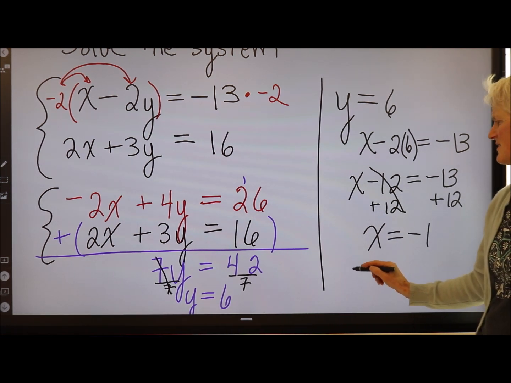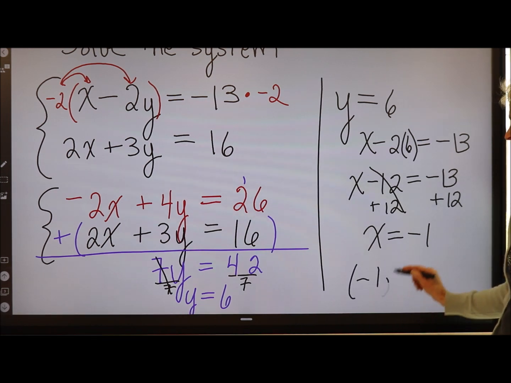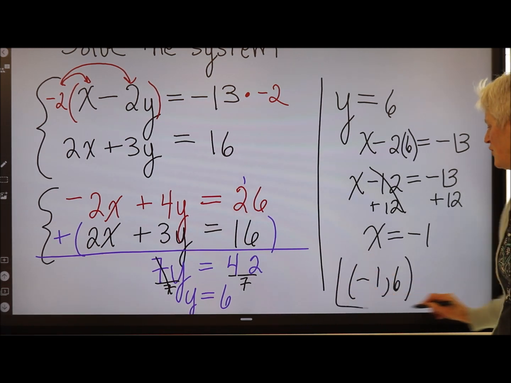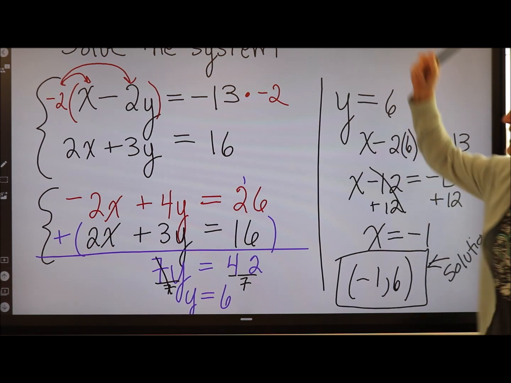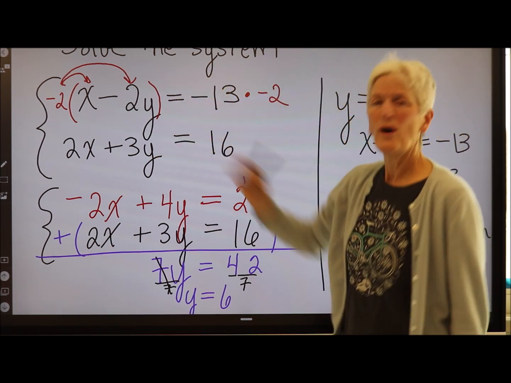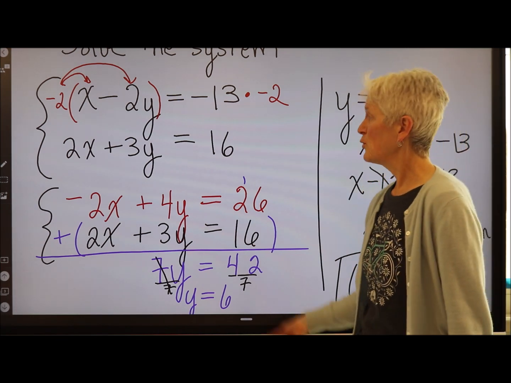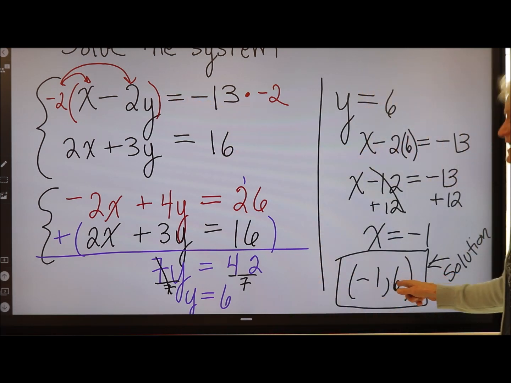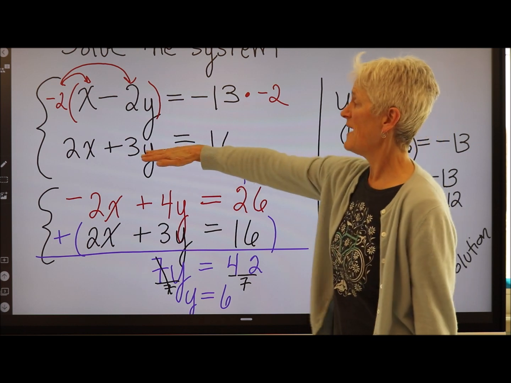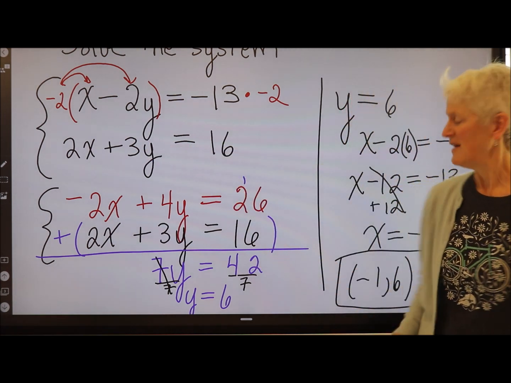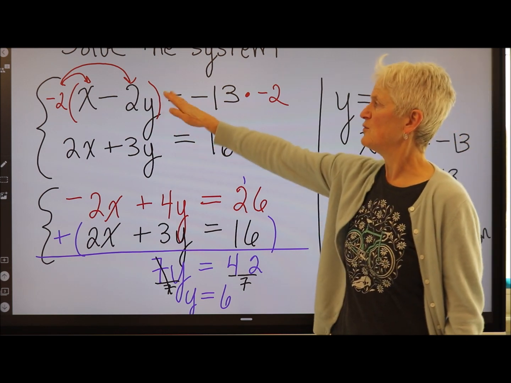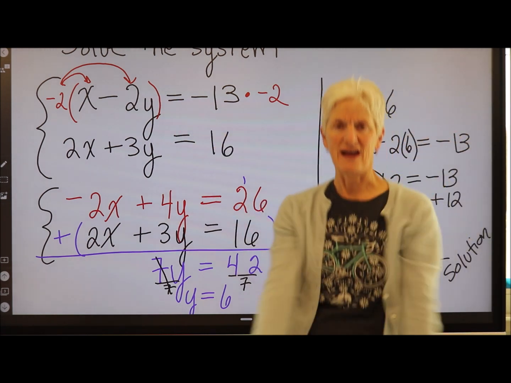So, I have my solution to this system, which is negative 1, comma 6. This is the ordered pair that solves both equations. If I were to graph this line, negative 1, 6 would be on that line. If I were to graph this line, negative 1, 6 would be on that line. And not only that, negative 1, 6 would be the point where those two lines intersect.